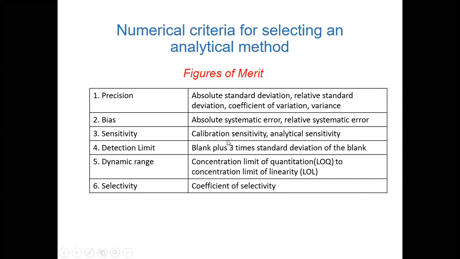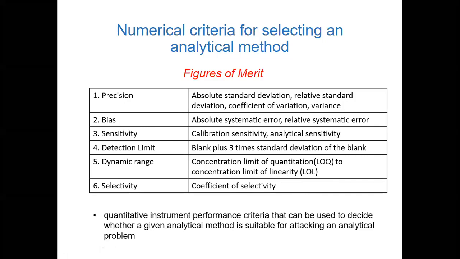Sensitivity, there are two types of sensitivity. We will learn this in detail also. Calibration and analytical sensitivity. And the detection limit. The detection limit is blank plus 3 times standard deviation of the blank. No need to worry right now. I will explain all these things in detail in the coming slides. And the dynamic range, limit of quantification and limit of linearity. And the selectivity can be determined using the coefficient of selectivity. We will learn all these figures of merit and how to calculate those figures of merit in detail.